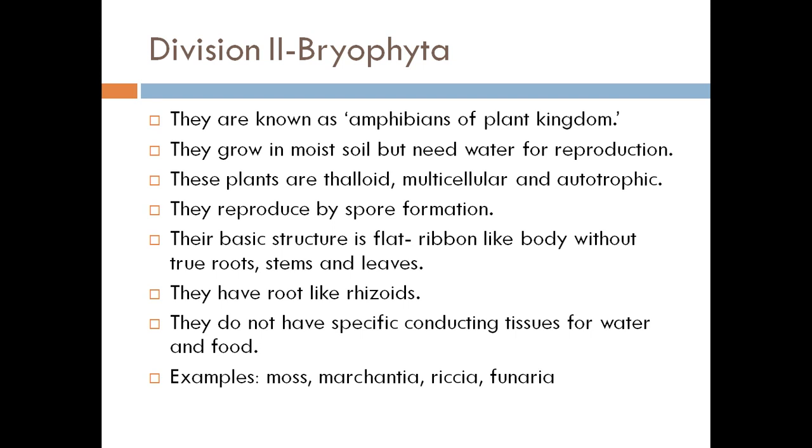They reproduce by spore formation. Now what is spore formation? In spore formation, what happens? The plant produces small spores. These spores afterwards erupt and get scattered everywhere. So wherever the spores fall or get scattered, there a new plant starts growing. This is how their reproduction is carried out.